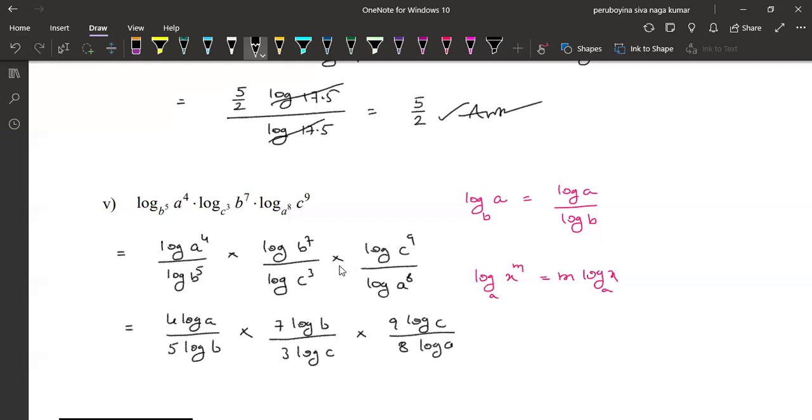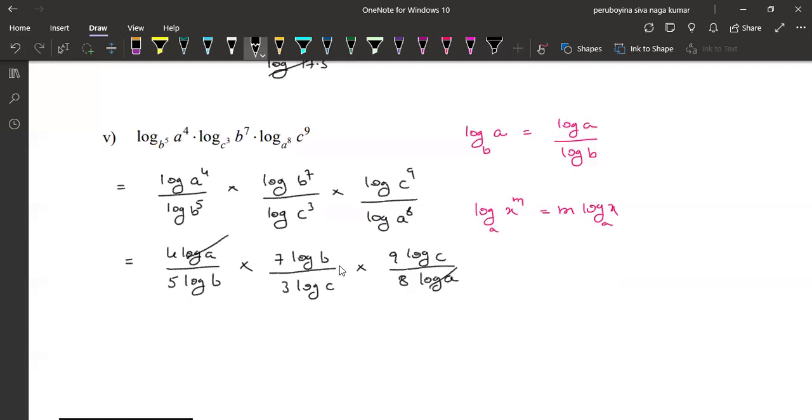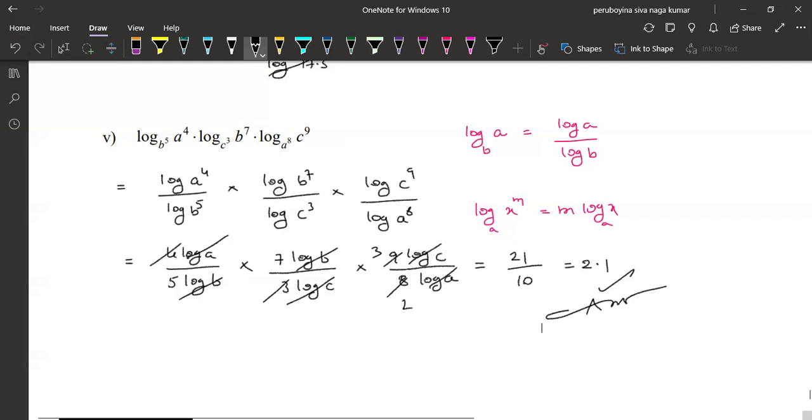You can see log a cancels in the numerator and in the denominator. And also log b cancels, also log c cancels. And also 4 cancels in 8 two times, 3 cancels in 9 three times. That's it, right? So 3 7s are 21, 5 2s are 10. It will be 2.1. This will be the answer of this question. The next problem.